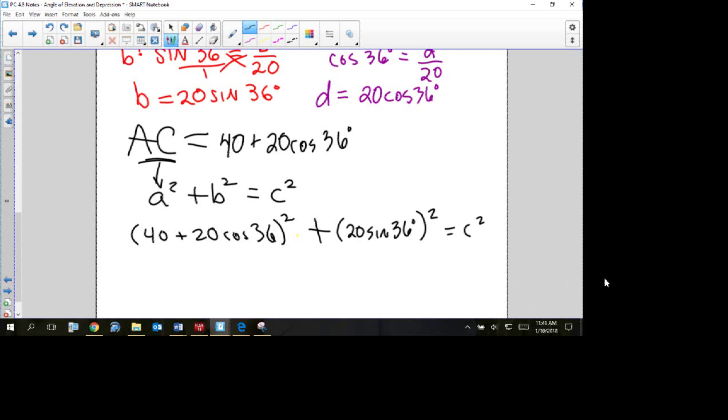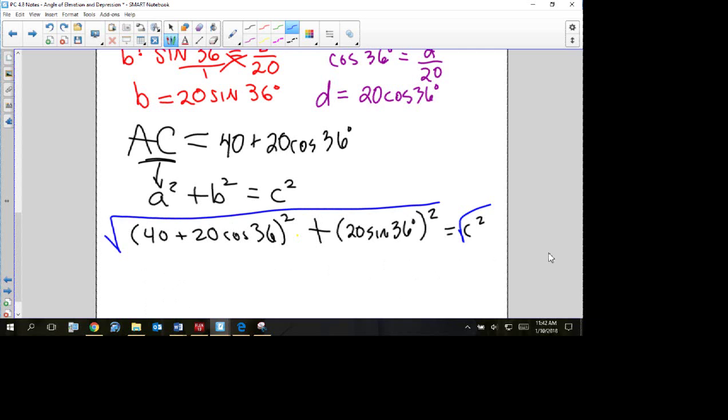So how do I solve it for c? How do I get c by itself? There's no variables on the left side, so that's what I'm going to end up typing in my calculator. But to get c by itself, I have to square root both sides. So what I'm going to end up typing in my calculator now, here's where you're going to have trouble, especially if you have the older calculators.